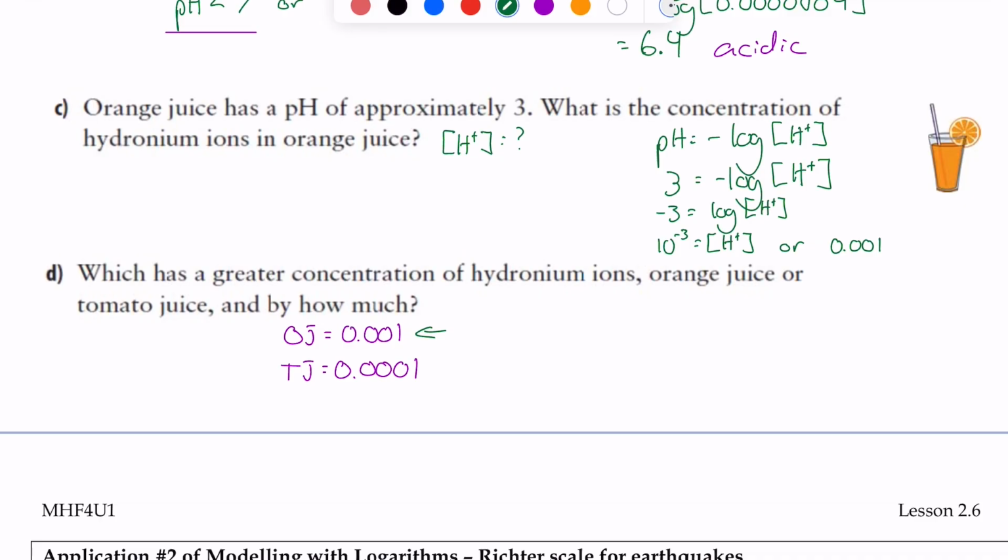And how many times larger is it? Well, that means just set up a ratio. So really my ratio is I'm just setting up orange juice divided by tomato juice. So this would be 10. So orange juice is 10 times stronger.